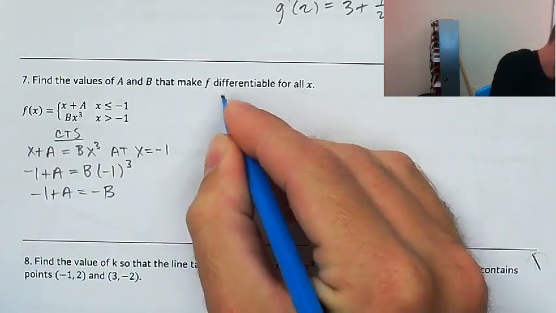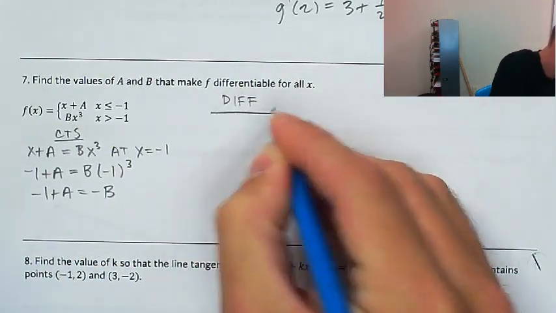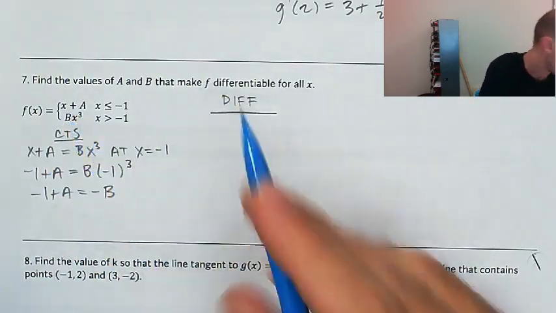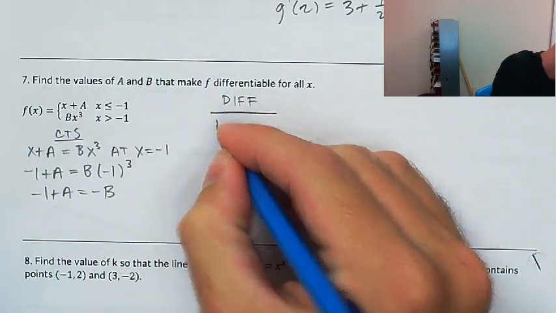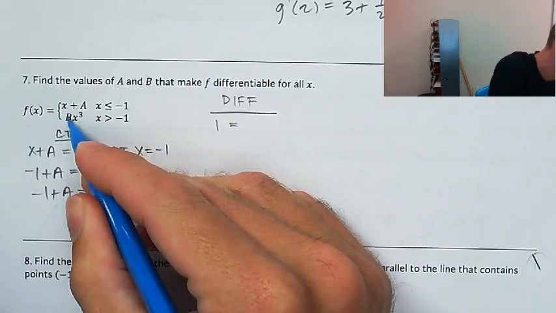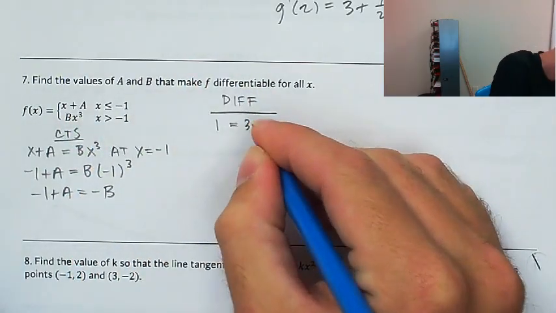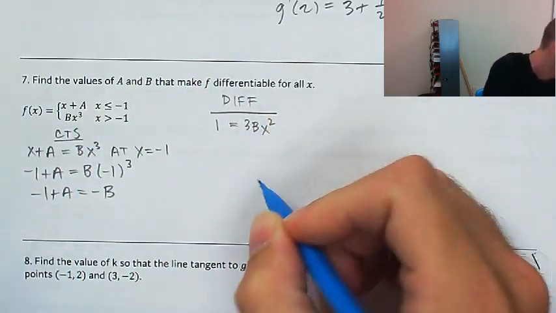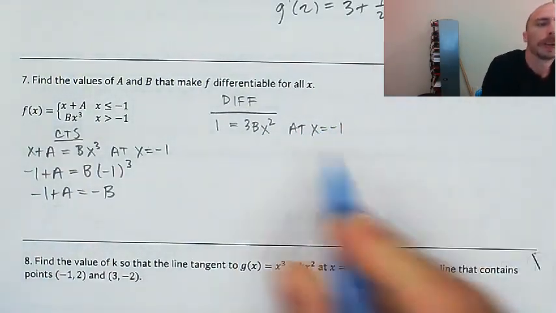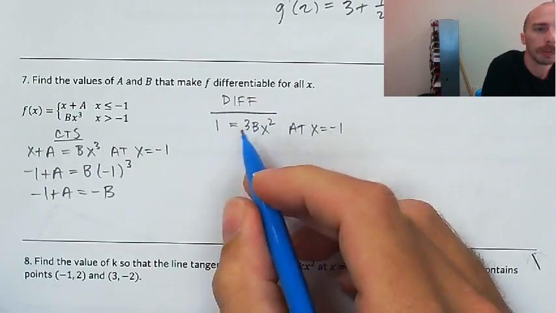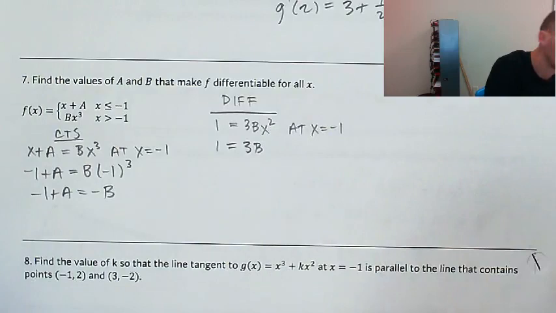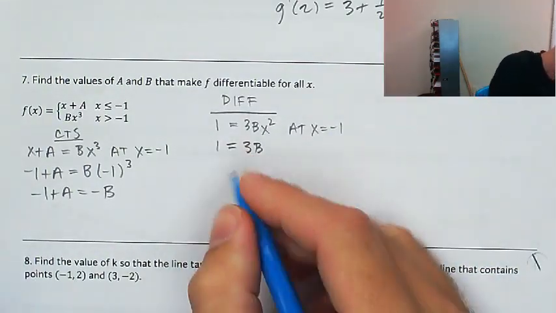Okay. So in order to make sure that it's going to be continuous and differentiable, I'm going to take the derivatives of each piece and set them equal to each other. Derivative of x is 1, a is a constant, its derivative is 0. And then 3 times b times x to the 2. Okay. At the point where x equals negative 1. Okay, so I start to plug in. I see 1 equals 3 times b times negative 1 squared, which is 1. So that means b is 1/3.